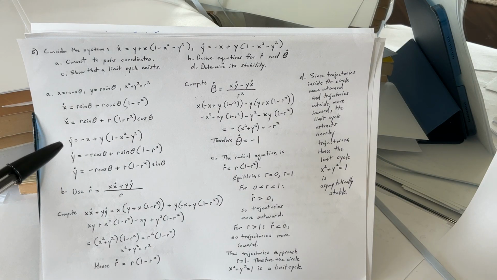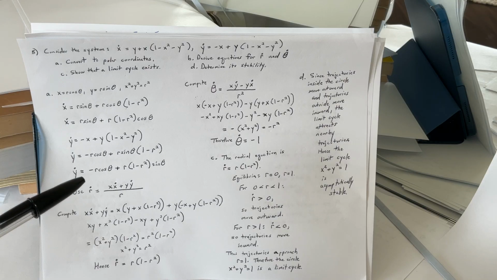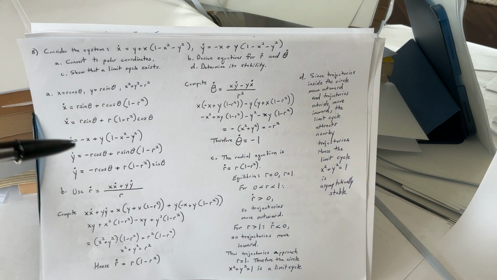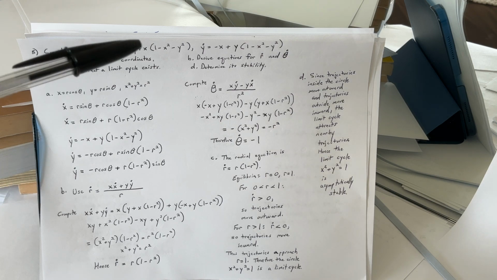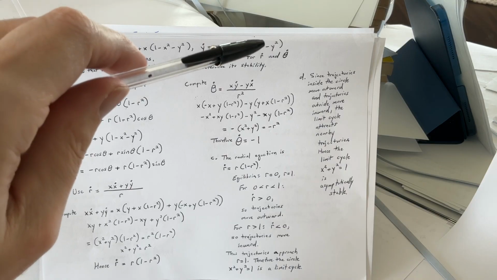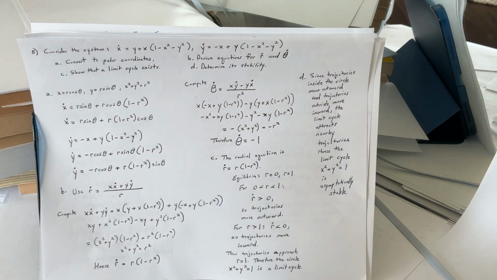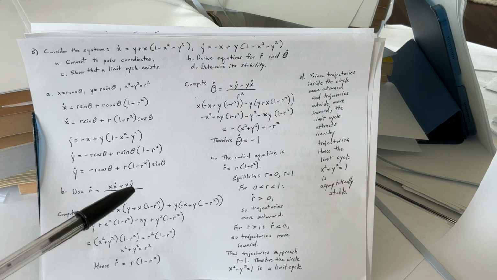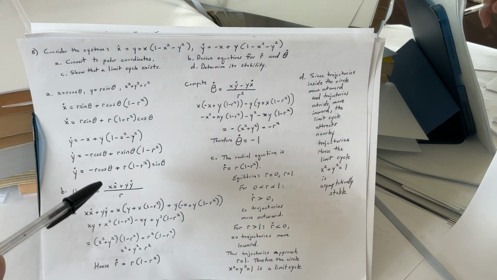Here's what we get for dx/dt. Substitute, and here's what we get for dy/dt. So that's just substitution. We have to be careful with our signs. And letter B, derive equations for r dot and theta dot in Newton's notation. So what we're going to do here for letter B, we're going to use r dot equals x x dot plus y y dot over r. Use this for r dot.